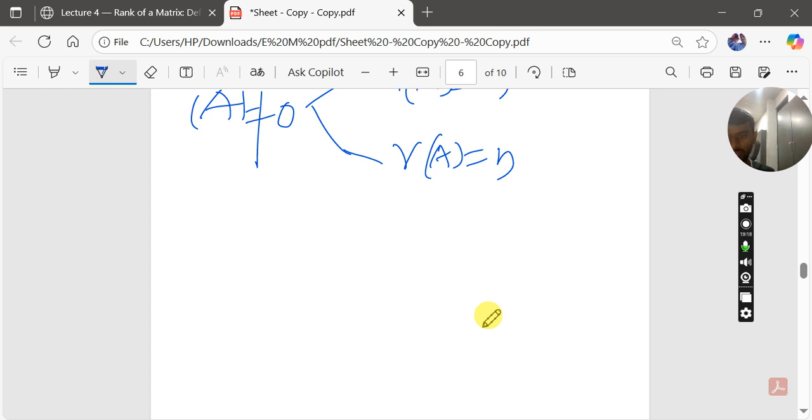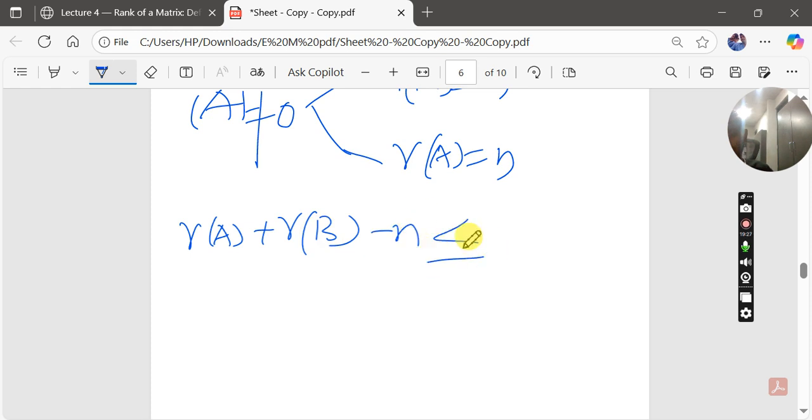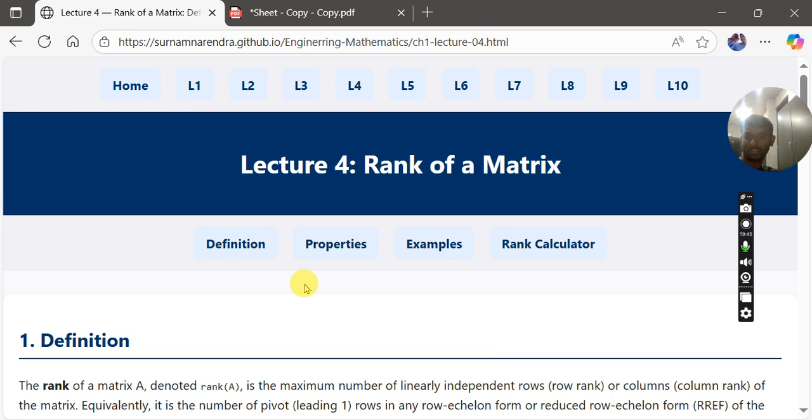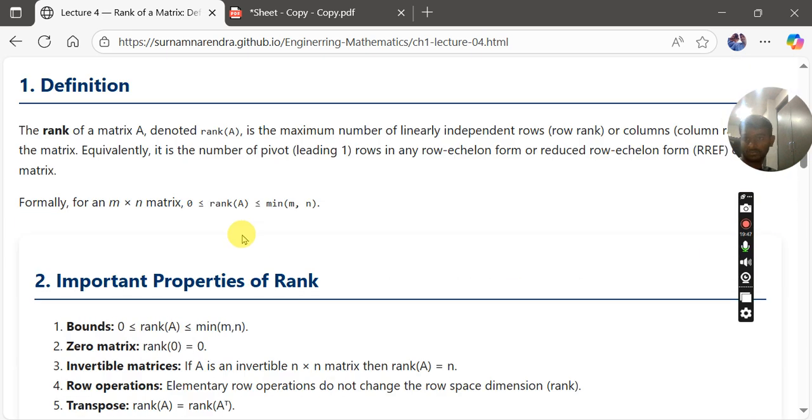And similarly, when you have two matrices, rank of A plus rank of B minus the dimension is always less than or equal to rank of AB, and less than or equal to the minimum of rank of A or rank of B. These are some properties that you can remember. We have done almost 10 to 12 examples from your notes. Also you have so many examples here, you can go through those notes.